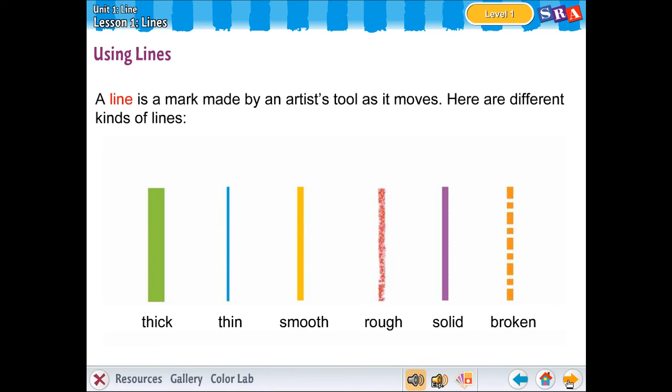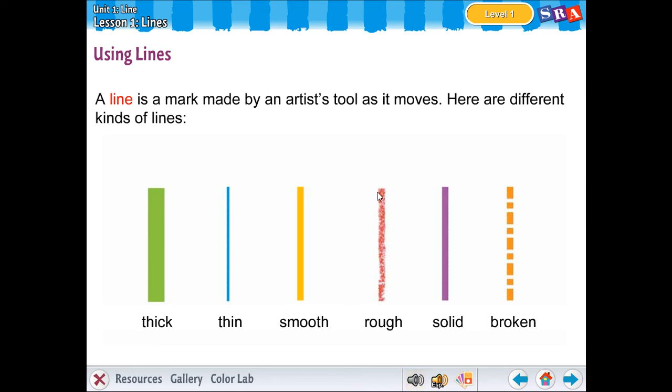Using lines. A line is a mark made by an artist's tool as it moves. Here are different kinds of lines. We know that this is a thick line. This is a thin line. This says smooth line. Rough. So if you're combining these two, smooth, you can see that this has a lot of texture. Texture is how something feels. This looks like it's a rough line.